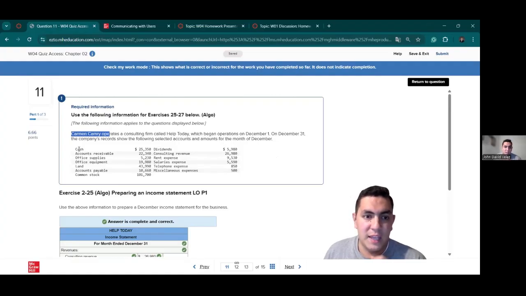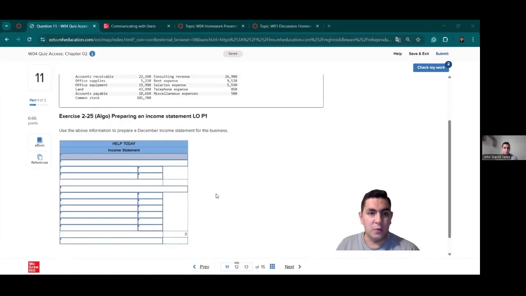So we need to remember that cash, accounts receivable, office supplies, office equipment, land, are all assets. We are going to work with that at the end. We have common stock, and accounts payable are liabilities. We're going to work with dividends, consulting revenues, and expenses: salaries expenses, telephone expenses, miscellaneous expenses. So all this information is going to work with us throughout these exercises.